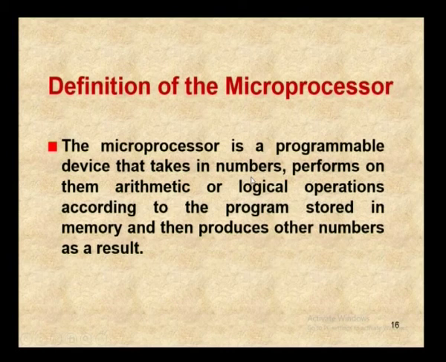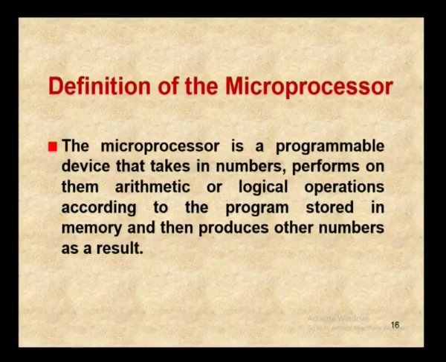Numbers means numbers have to be represented by binary numbers only, and it does arithmetic and logic operations. So, in what way does it perform the operation? We have to give instructions to the microprocessor to perform the operation. The instructions are called a program.